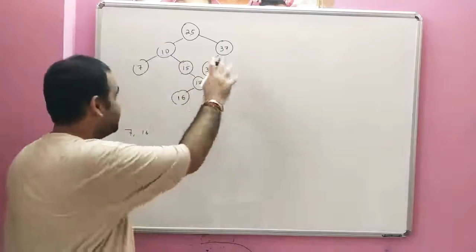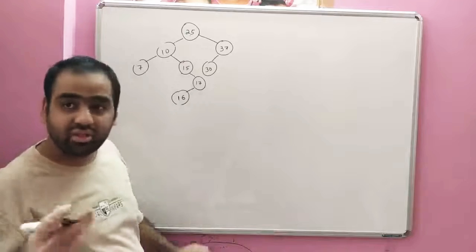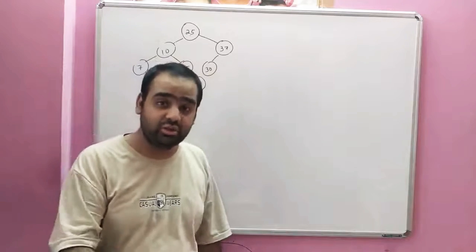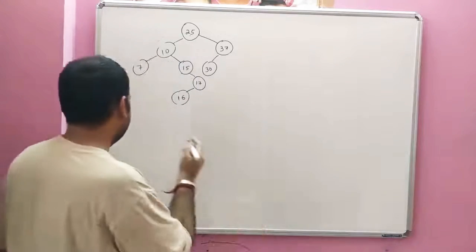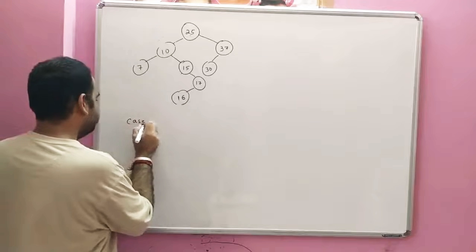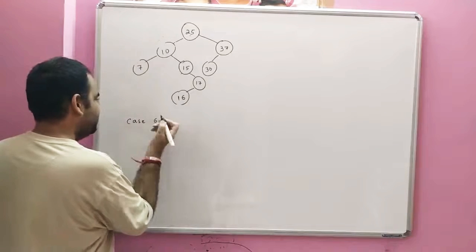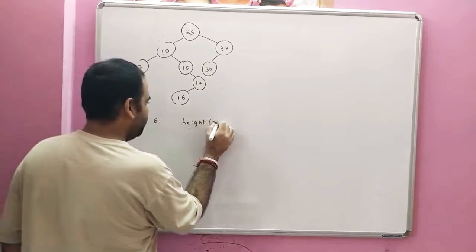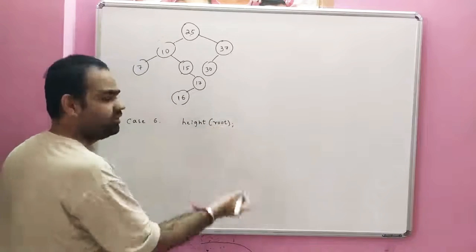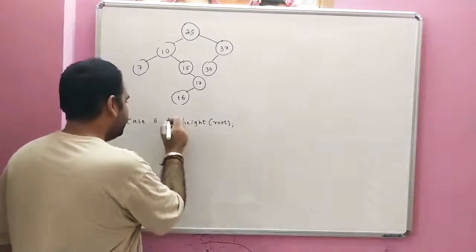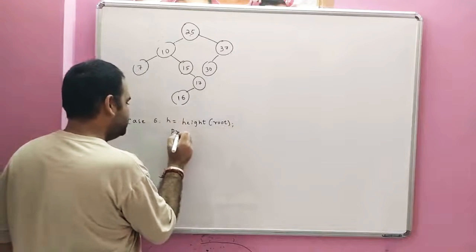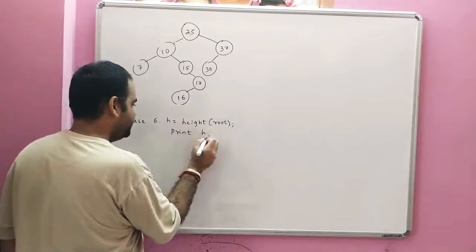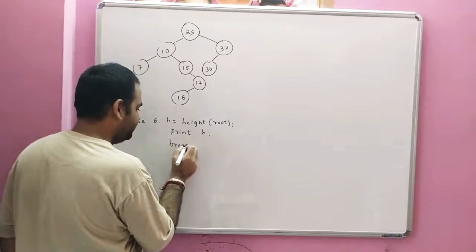Now what is the answer for this, the height of the tree? It says 5, it says 0, it says 2. That means integer is the answer. Hence I say case 6, it is the height of the tree. We say height of root. Why root? Because the height of the tree is nothing but the height of the root. It returns some answer. Let us store it in h, and you say print h. That's the height of the tree.